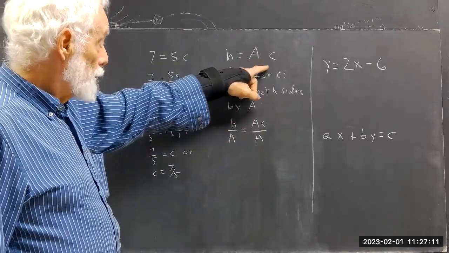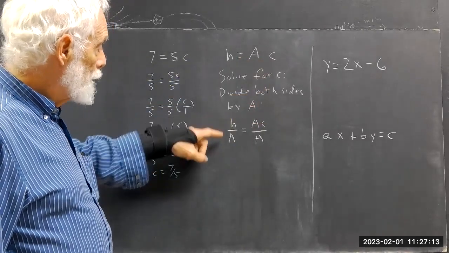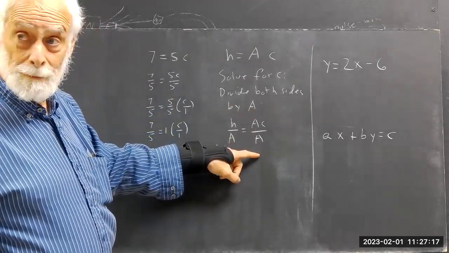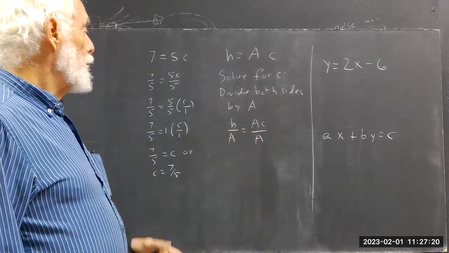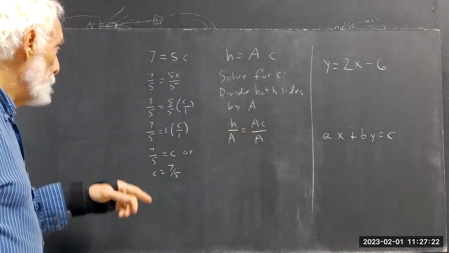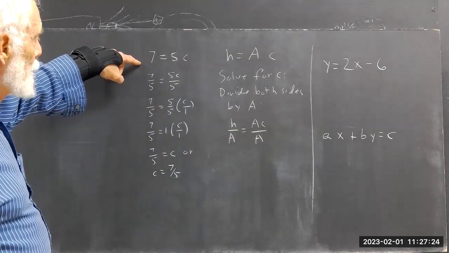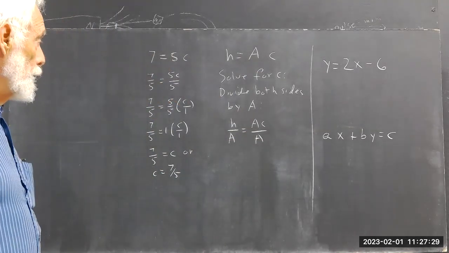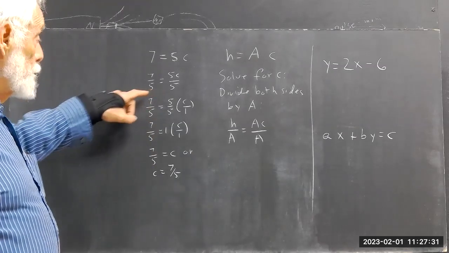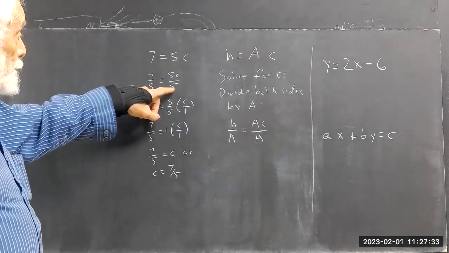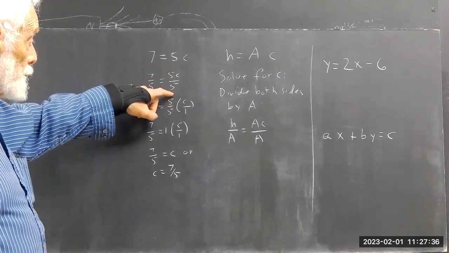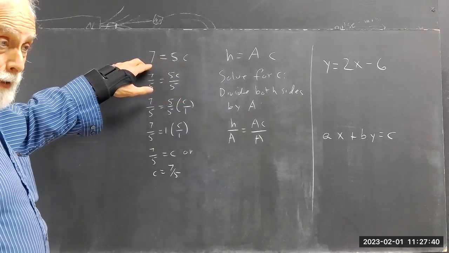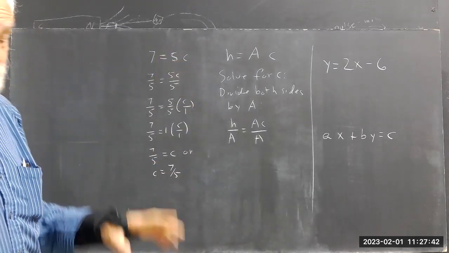So if H is equal to AC, then when you divide H by A, you get the same thing you get if you divide AC by A. Same thing. Over here, it's numbers. It's like you have 7 equals 5C and you're trying to solve for C. You do want to divide both sides by 5. You get 7 over 5 equals 5C over 5. In other words, if 7 equals 5C, 1/5 of 7 has to equal 1/5 of 5C.